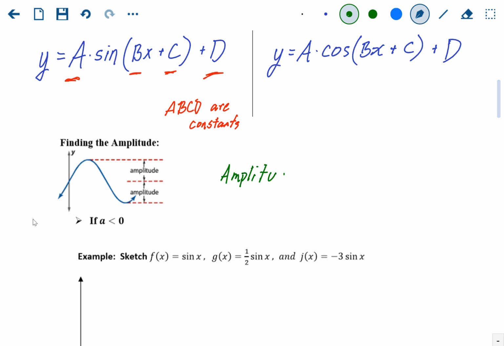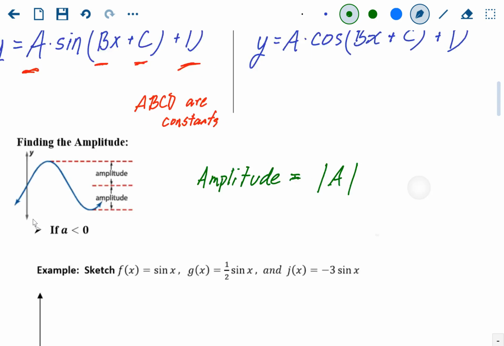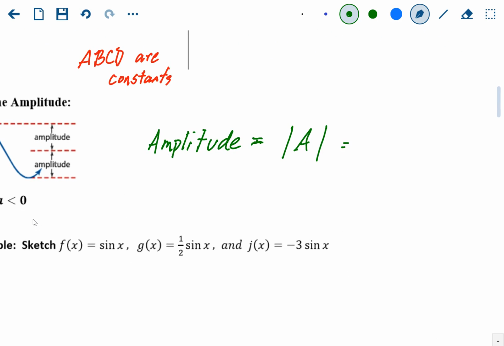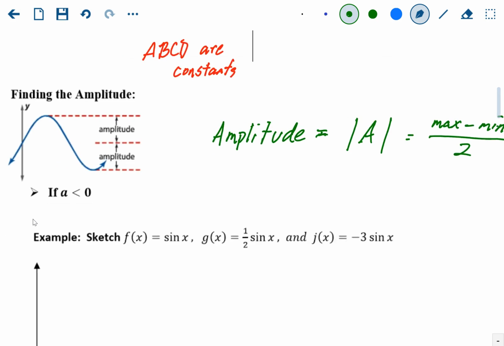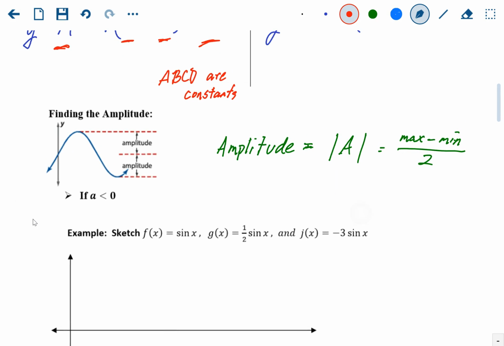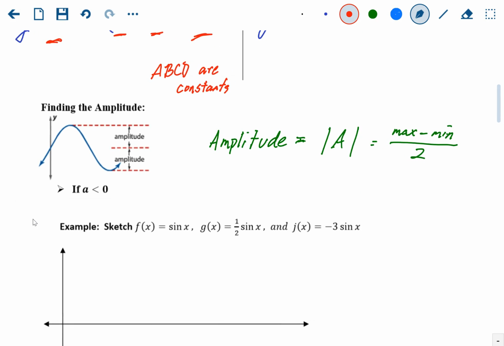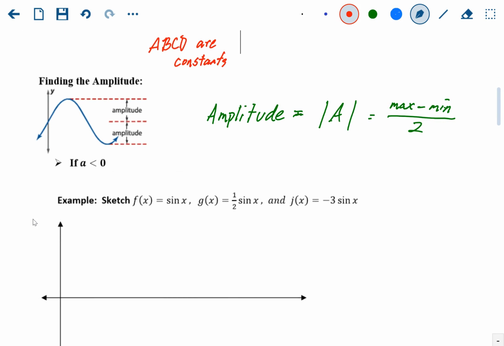The first is the amplitude. Remember, the amplitude is just the height of the graph from the middle. The amplitude, if you're just given the equation, is the absolute value of A. If you remember the longer formula, you use max minus min divided by 2. But again, we're not going to be given a graph. We're just going to be given an equation. So if you know the equation, the number in front, the A value, is the amplitude. It is absolute value. Amplitude is always going to be positive.